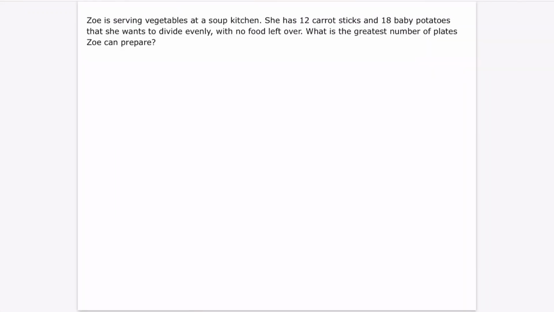So let's read this first problem. Zoe is serving vegetables at the soup kitchen. She has 12 carrot sticks and 18 baby potatoes that she wants to evenly divide. That's our big clue, with no food leftovers. What is the greatest number of plates Zoe can prepare? So we want to know the most plates she can prepare.